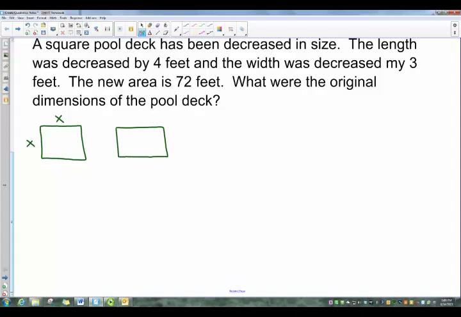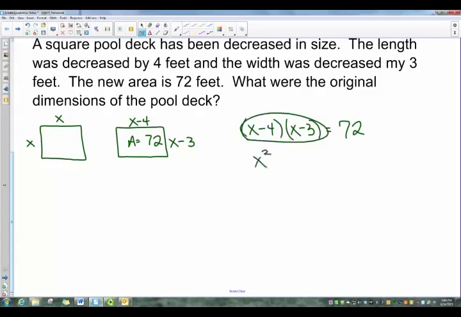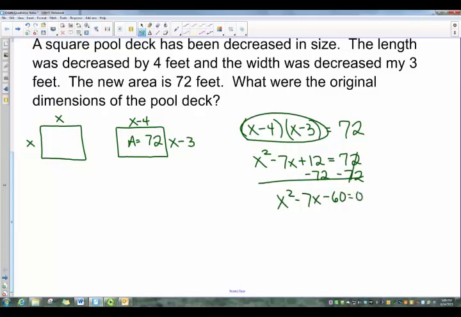So the length was decreased by 4, so we're going to say that this was x minus 4. I took my original, I subtracted 4. The width was decreased by 3, so I have x minus 3. And my new area, when I multiply those two things together, is 72 feet. So I've got x minus 4 times x minus 3, because that's my length times my width, equal to 72 feet. And now I solve this. Well, I'm going to FOIL these back together. You get x squared minus 7x plus 12 equals 72. I'm going to subtract and set one side equal to 0. Okay, so I've got x squared minus 7x minus 60 equals 0. And then I'm going to see if I can factor.